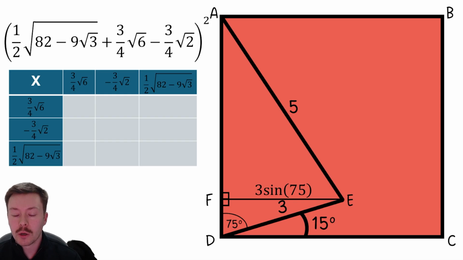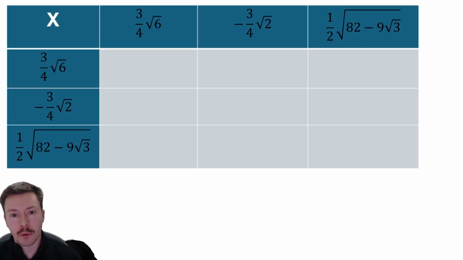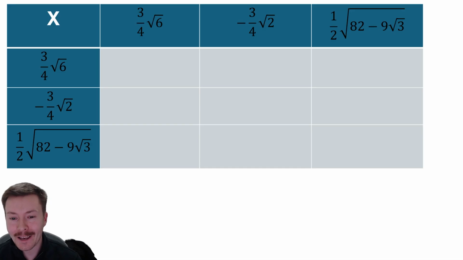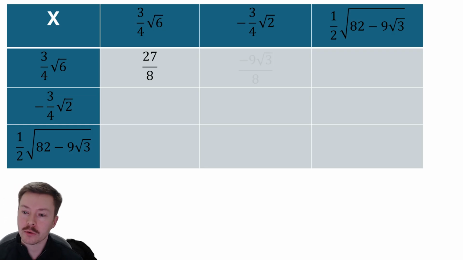Okay, so we're going to need more space for this. We're going to need probably the whole screen. So let's multiply these things together. 3 quarters root 6 times 3 quarters root 6 is 27 over 8. And then 3 quarters root 6 times minus 3 quarters root 2 is minus 9 root 3 over 8.